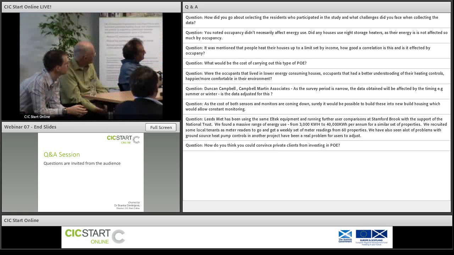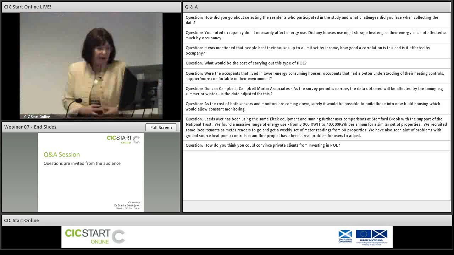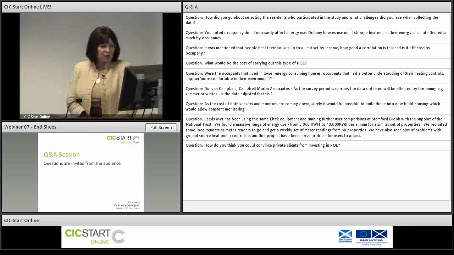But here is one more question from Gillian Henley. How do you think you could convince private clients into investing in POE, in post-occupancy evaluation?